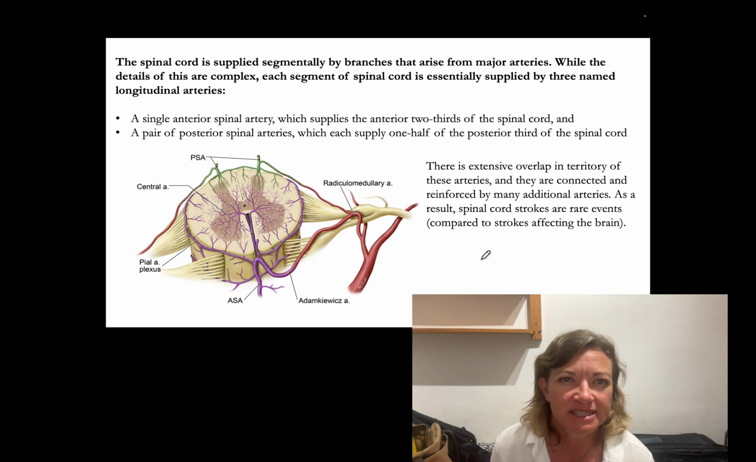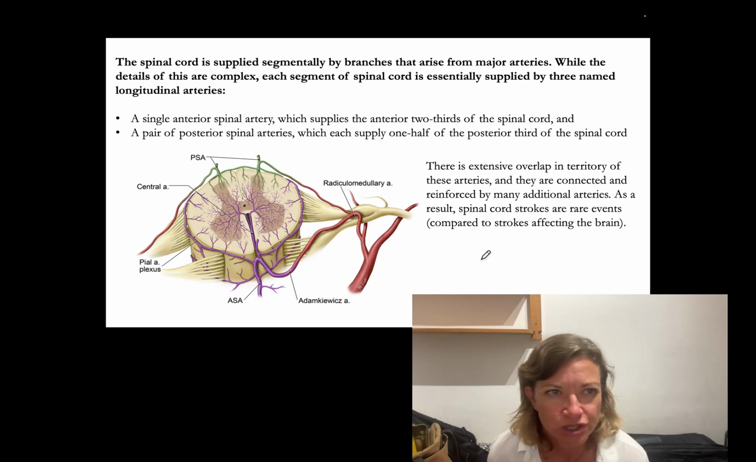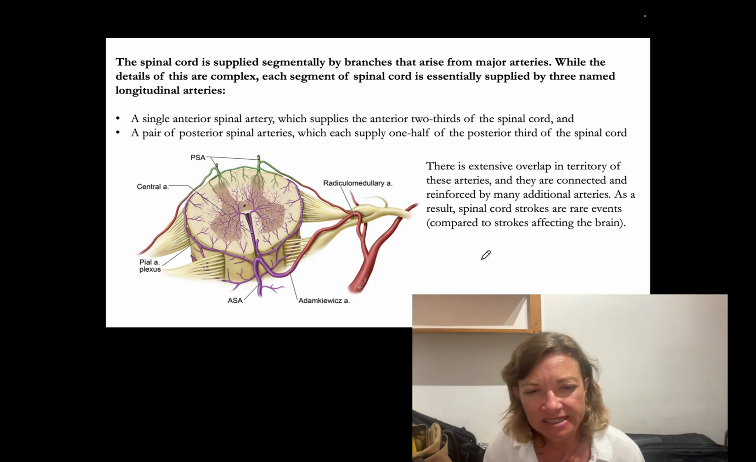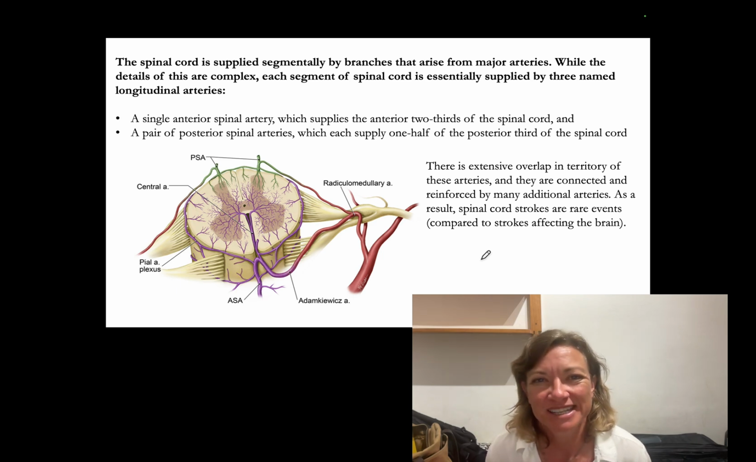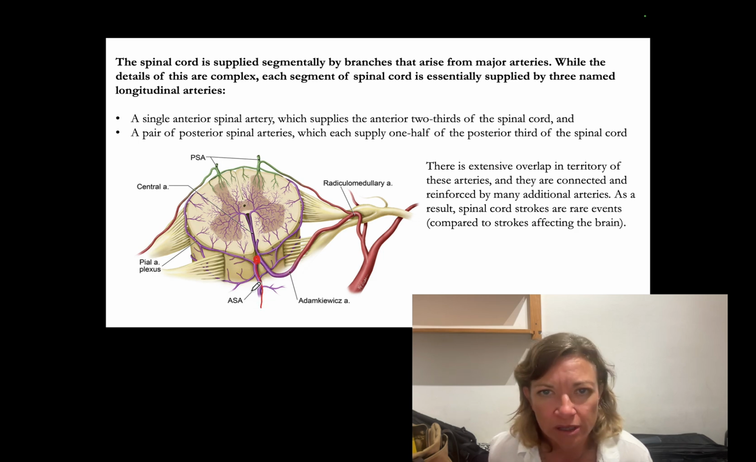The spinal cord receives its blood supply segmentally by branches from major arteries. And the anatomy and details of this is somewhat complex, but essentially each segment of spinal cord is supplied by 3 named arteries that run longitudinally along its length. So we have a single anterior spinal artery, the ASA, that's shown here on this diagram in purple, and it supplies approximately the anterior 2/3 of the spinal cord. And then we have a pair of posterior spinal arteries shown in green, which each supply about 1/2 of the posterior third of the spinal cord.